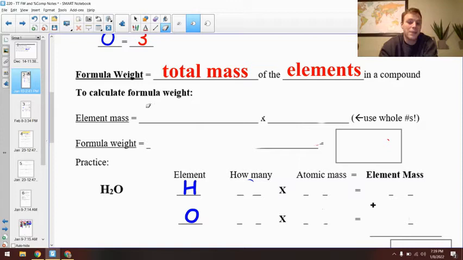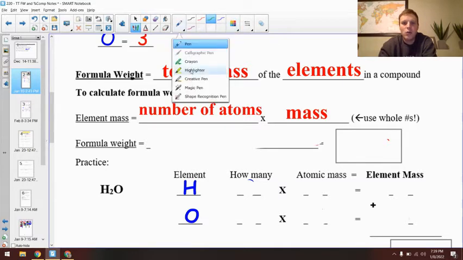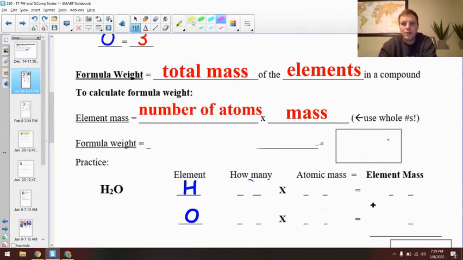First, you have to find the element mass. The element mass is the number of atoms of any given element times the mass found on the periodic table. And we are going to use whole numbers when it comes to this. We're going to use whole numbers from the periodic table, so round to the closest whole number.